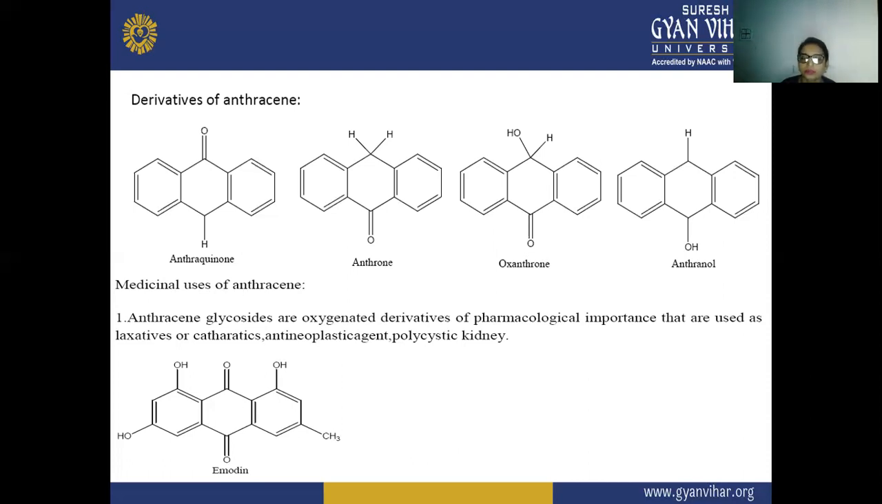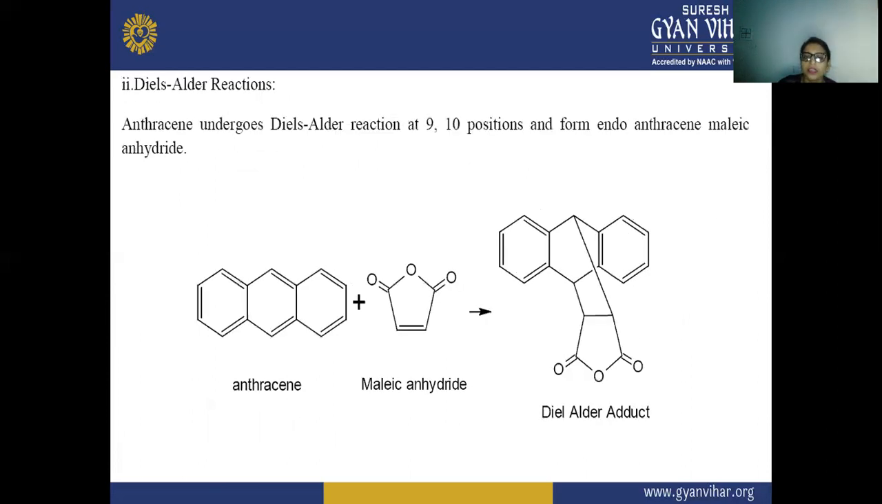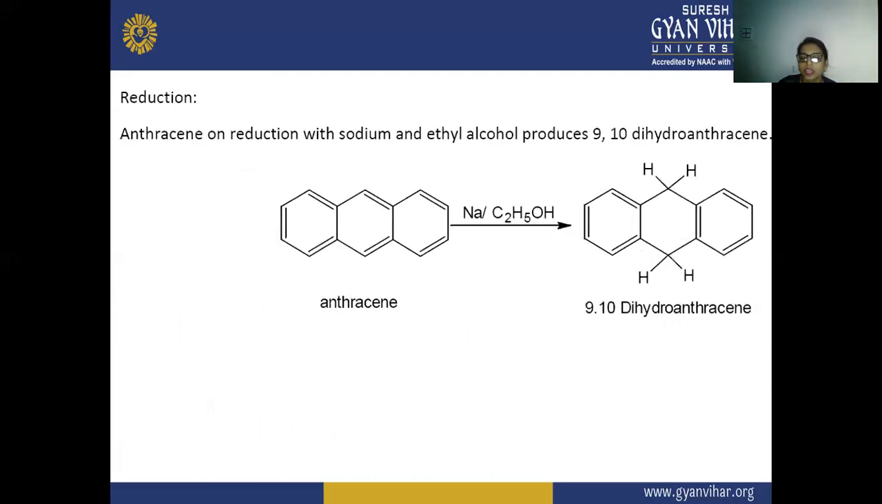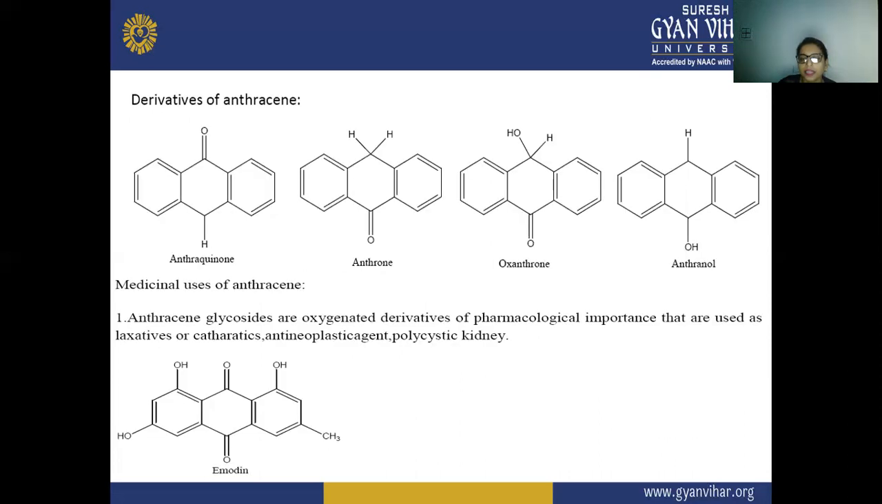Next is the Diels-Alder reaction. In that, there is a formation of the Diels-Alder product. Next, in dimerization, dianthracene is formed. In the Diels-Alder reaction, the product formed is endoanthracene maleic anhydride, because this reaction is occurring between anthracene and maleic anhydride. So there is a formation of this endoanthracene maleic anhydride.